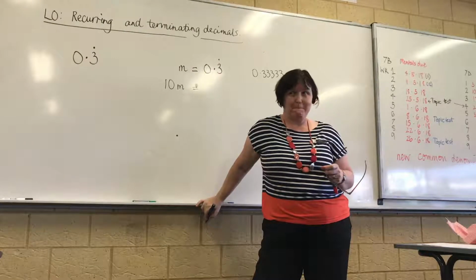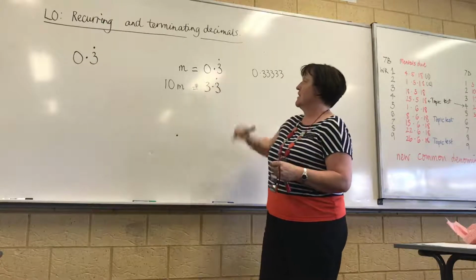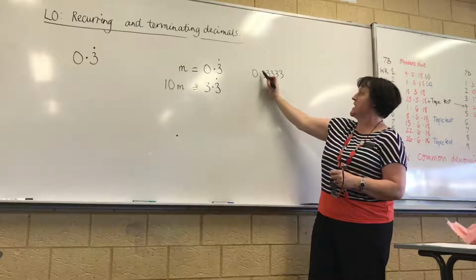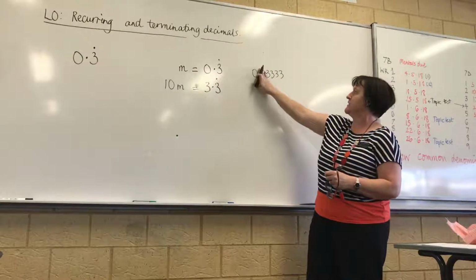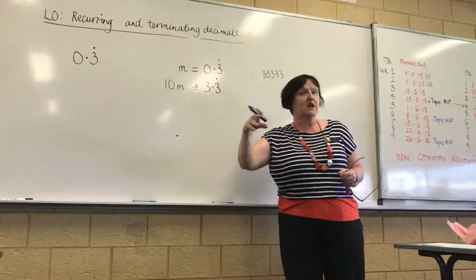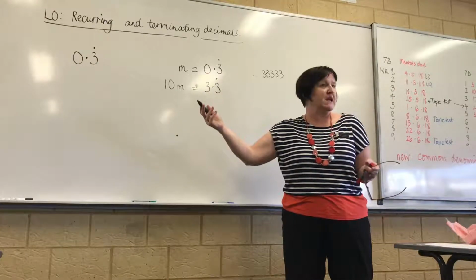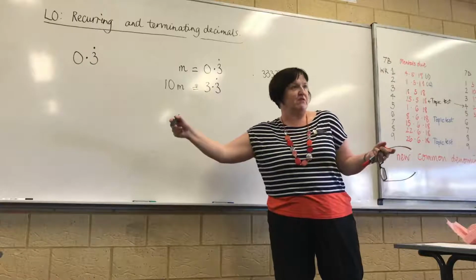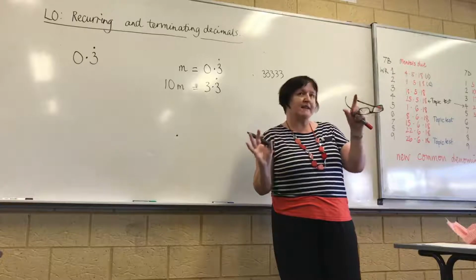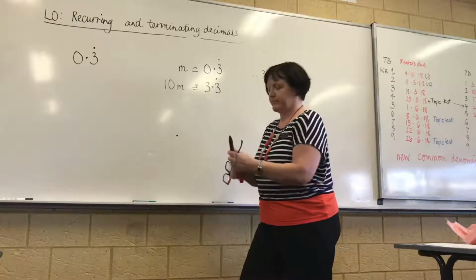Well done. 3.3 recurring, isn't it? Because all we've done is multiply by 10, so it's gone there. So it's 3.3333. It's not 0.33333 anymore, it's 3.333. And if we multiplied it by 100, it would have been 33.33333, which is the percentage, isn't it? Okay, now this is where it gets slightly tricky. You just need to think it through.